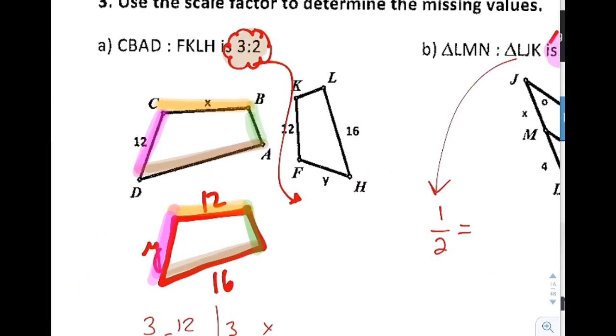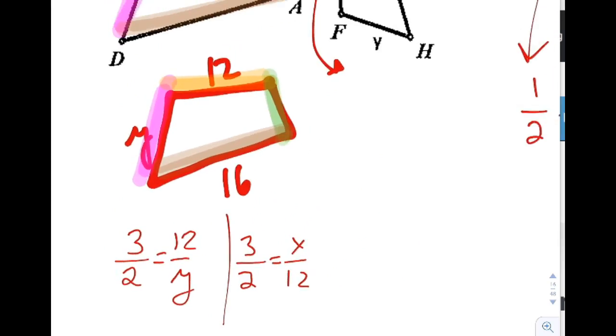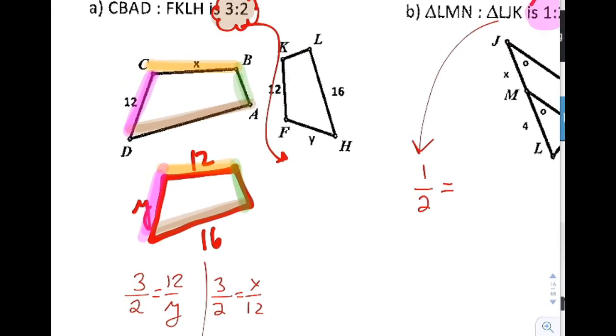So start off with 3 to 2 in both equations. So 3 is to 2 as 12 is to y. And then again, 3 is to 2 as x is to 12. And then you solve it from there.